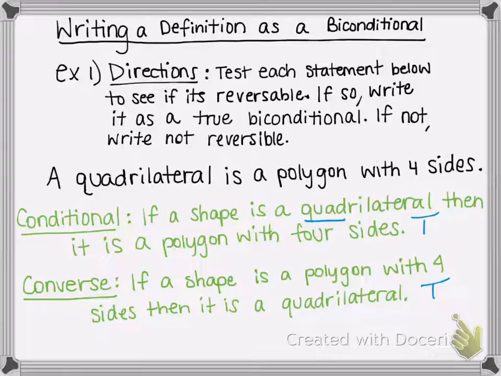So we can write the biconditional. Remember, biconditional is if and only if in the middle. No more if-thens, only if and only if. And then you're going to put your hypothesis on one side and your conclusion on one side of that if and only if.